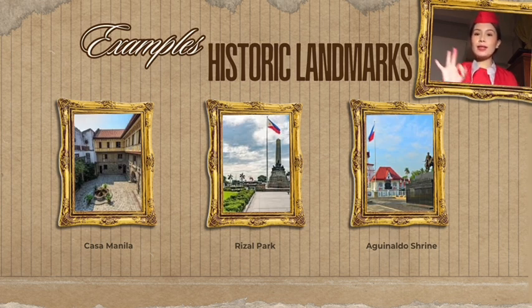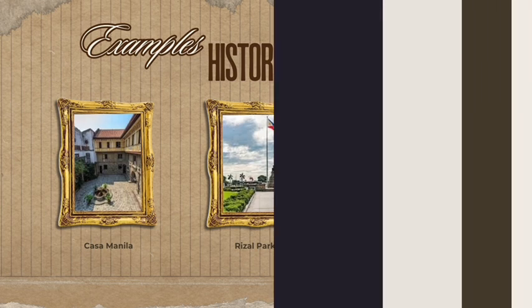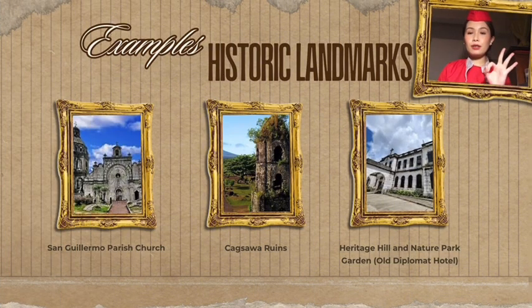And the third one is the Aguinaldo Shrine. This shrine is the ancestral home of Emilio Aguinaldo, the first president of the First Philippine Republic. Moreover, we still have three remaining historical landmarks in part of Luzon. So the fourth one is the San Agustin Parish Church. It was founded in 1576 by Augustinian friars. At the same time, the town of Bacolor was established.